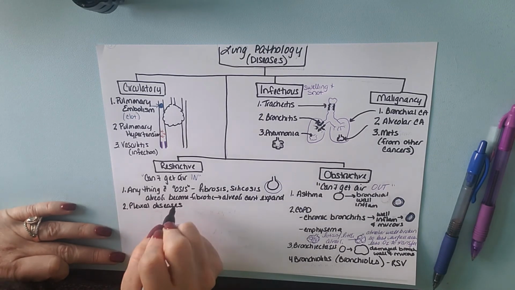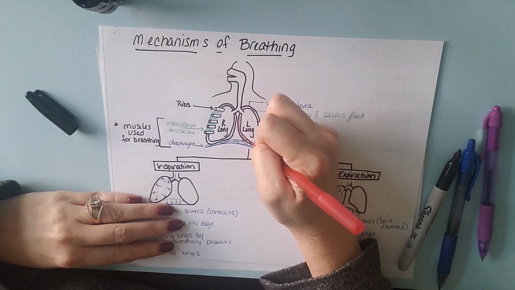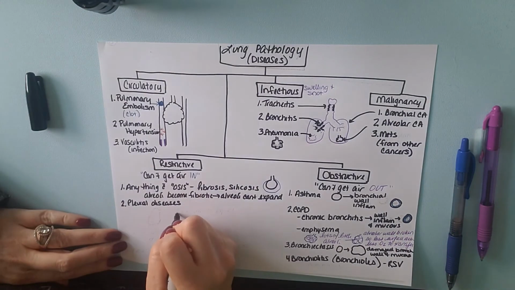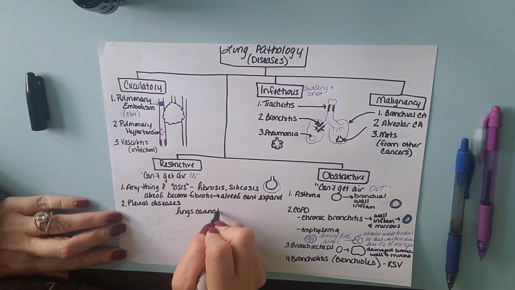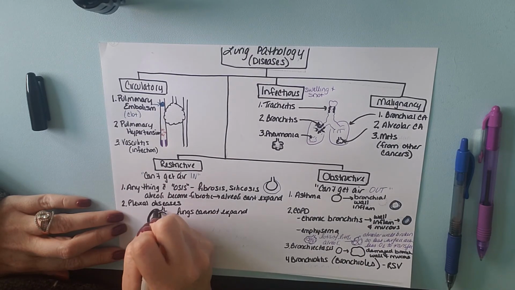Another possibility is pleural disease. So we looked at this pleural cavity here. If that becomes really inflamed, the lung can't expand. So I drew it again over here just to show you exactly.